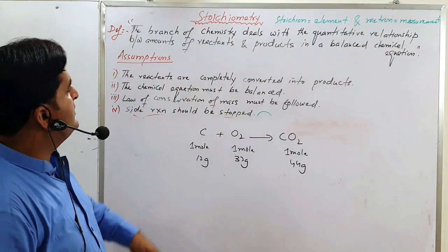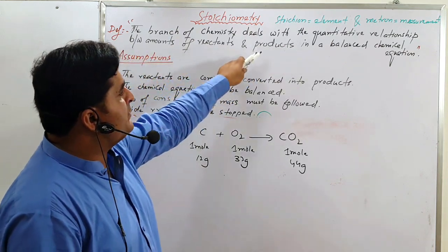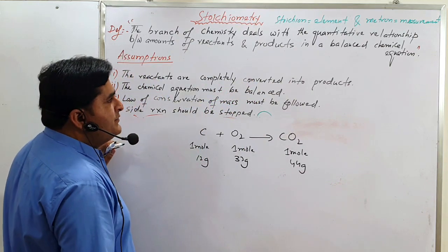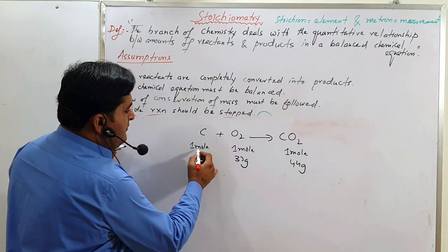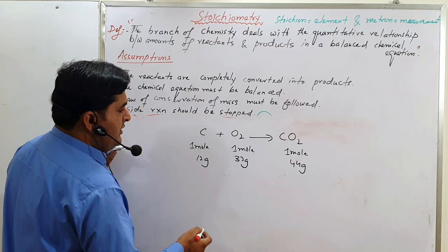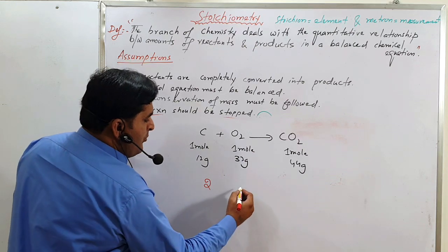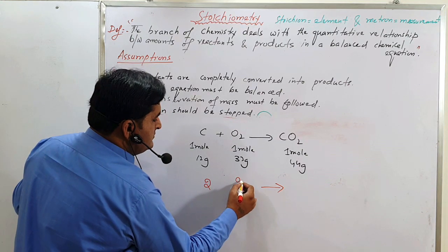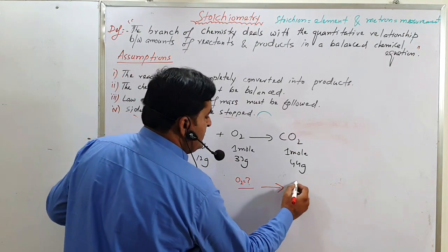Now come to the definition. It says the quantitative relationship between the amount of reactants and products in a balanced equation. What is the explanatory meaning of this sentence? Let's see. 1 mole of carbon reacts with 1 mole of oxygen to produce 1 mole of carbon dioxide. This is our balanced equation. Now, if we have 2 moles of carbon, what moles of oxygen are required to completely react with 2 moles, and what moles of carbon dioxide are formed?